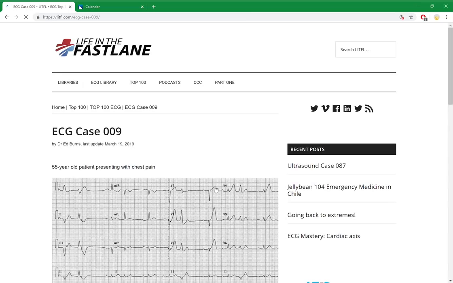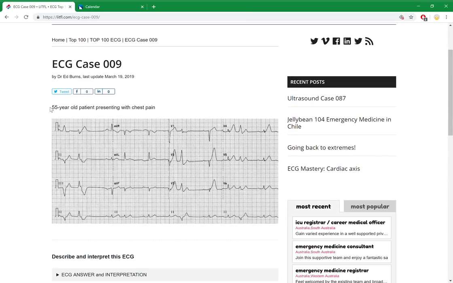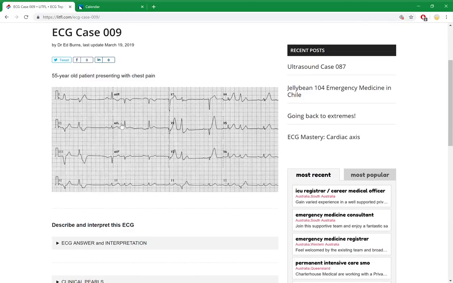Let's just keep moving on. We're almost to 30 minutes, so I want to wrap this up. 55-year-old patient presenting with chest pain, could be male or female. What do we see here? So if we look at the rhythm strip, it's kind of irregular. We see a beat and a beat, then a pause, then a beat, beat, pause, beat. All right, so this is an irregular rhythm.